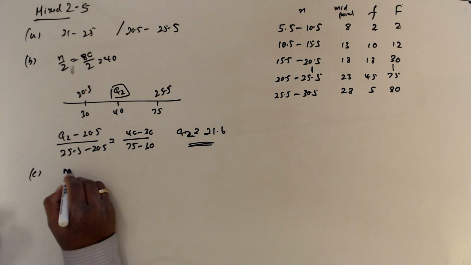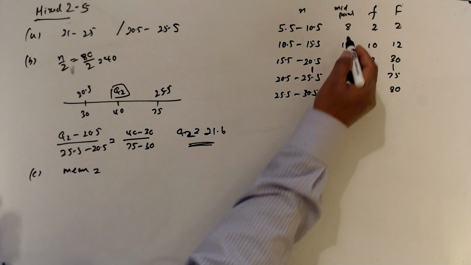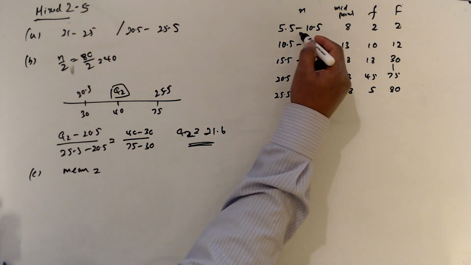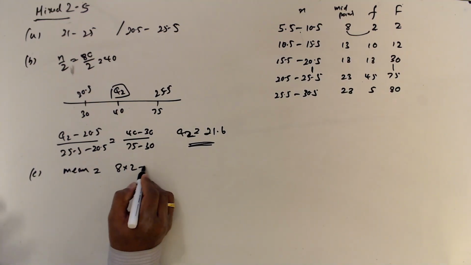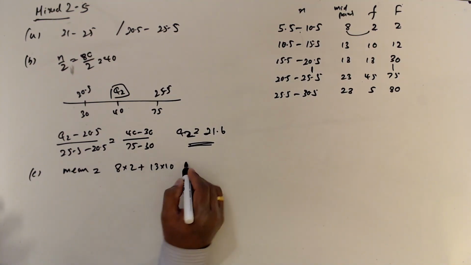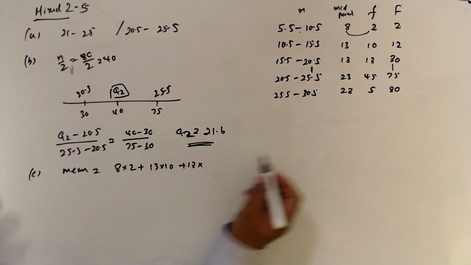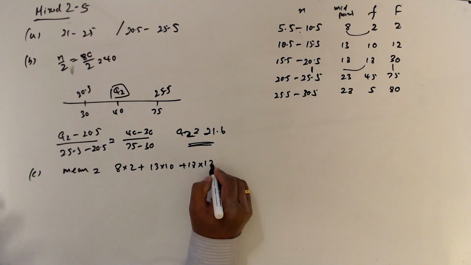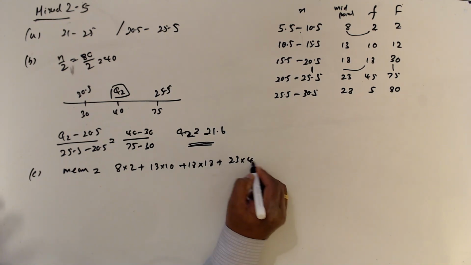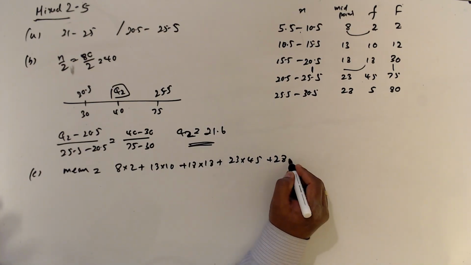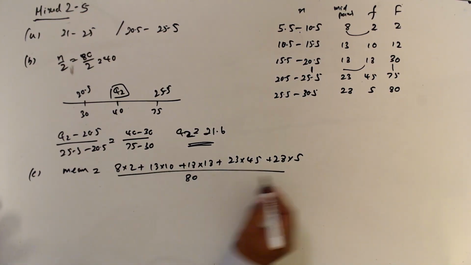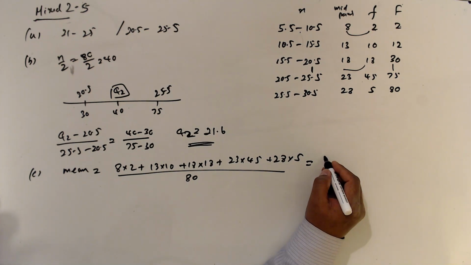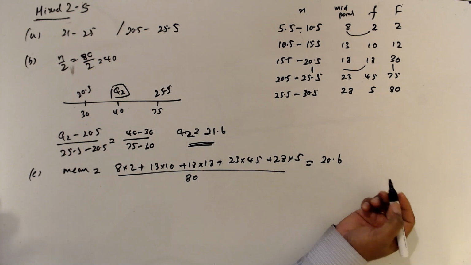Now we want to find the mean. For the mean I found out the midpoints of those. So this is going to be 8 times 2 plus 13 times 10 plus 18 times 18 plus 23 times 45 plus 28 times 5 divided by 80. So our answer should be 20.6.